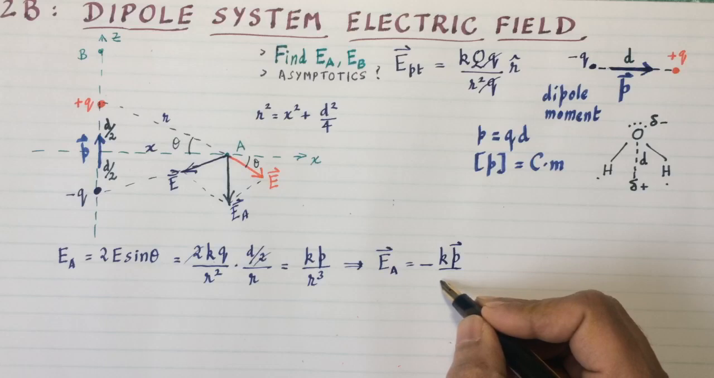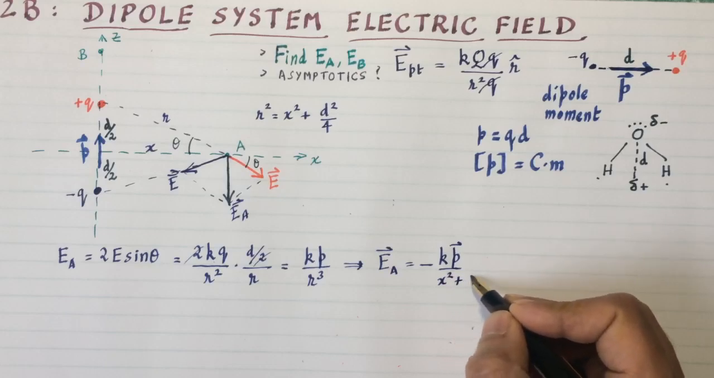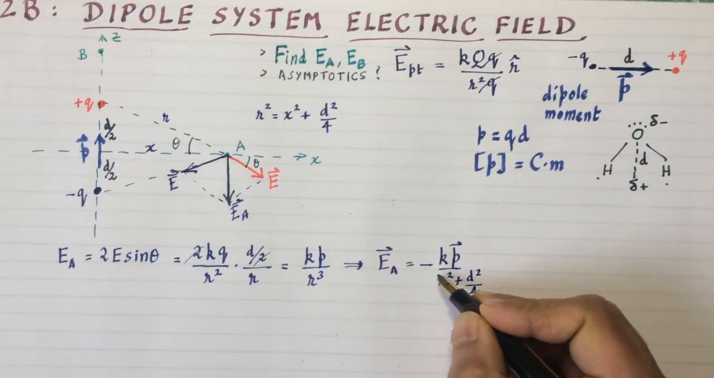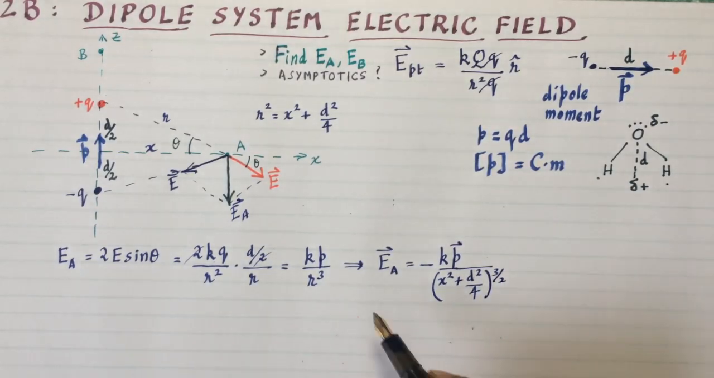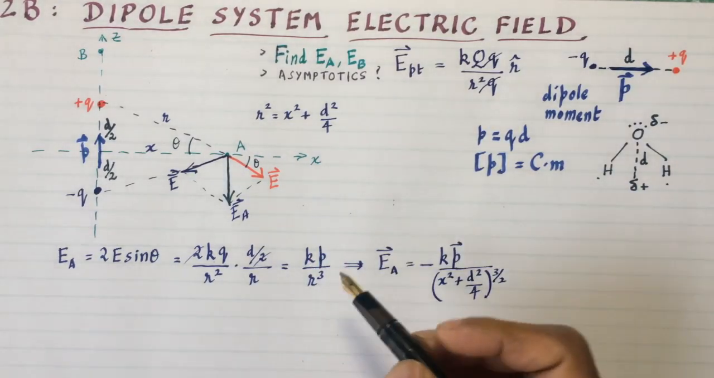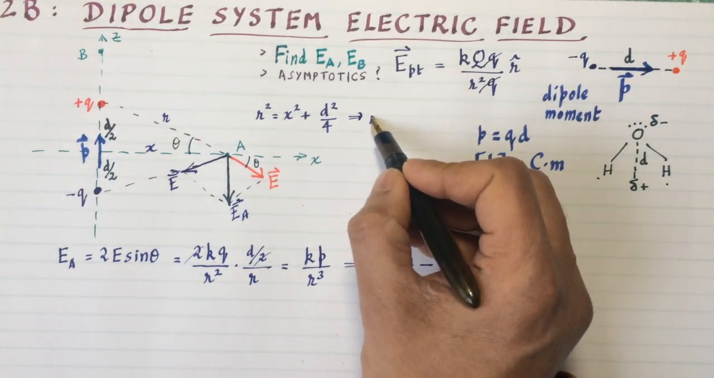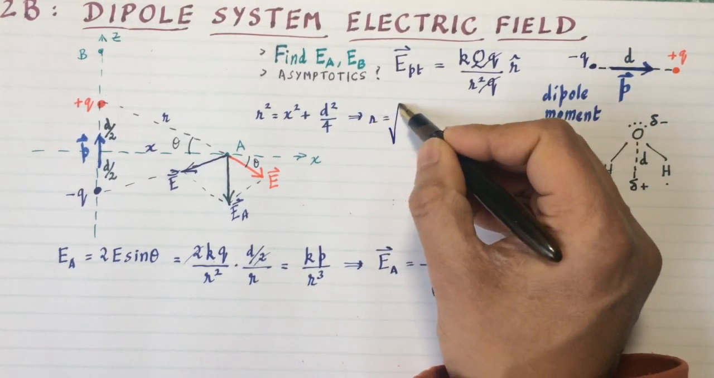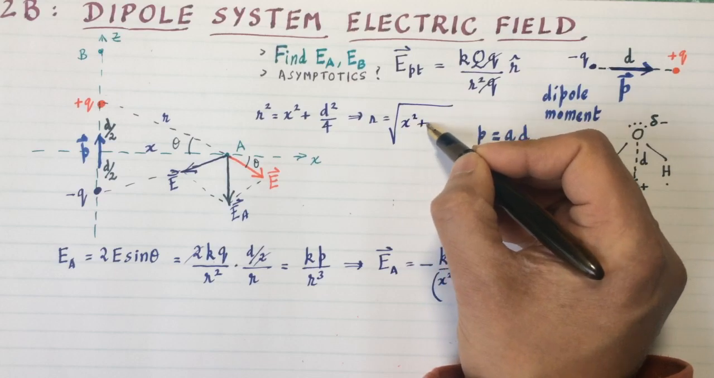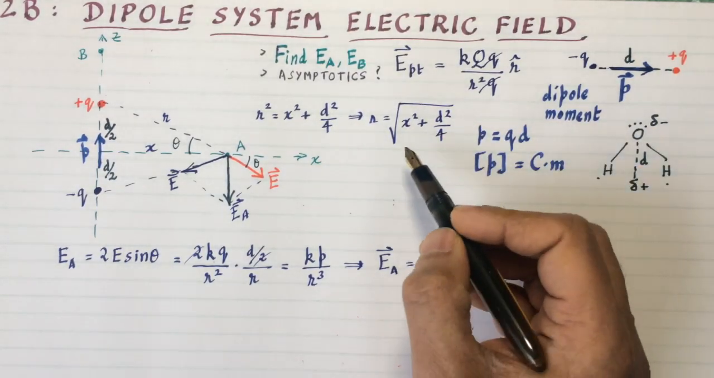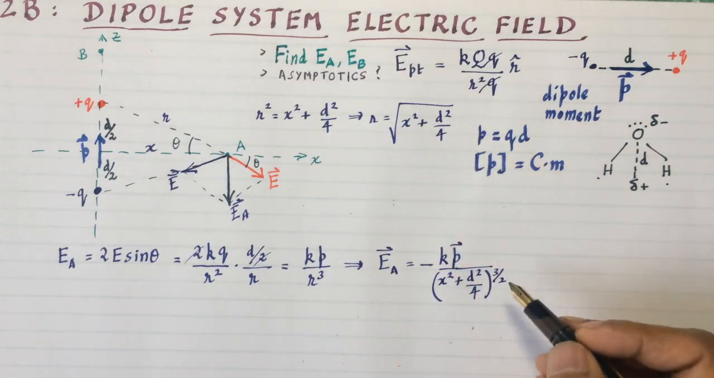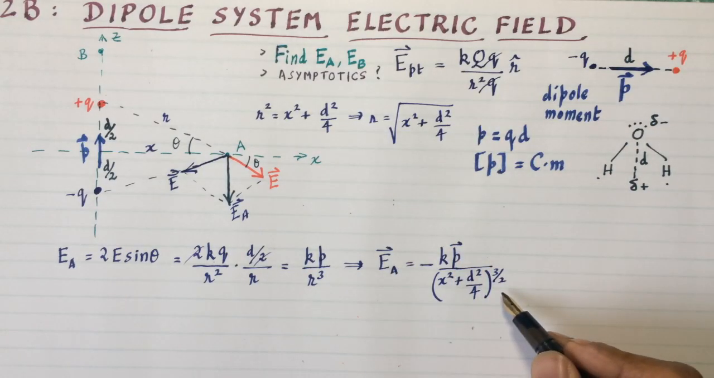r cubed, which is going to be x squared plus d squared over 4, to the power 3/2. Don't forget that r itself is the square root of all this. So when you take r, the square root is to the power 1/2. So if you take r cubed, you're going to get to the power 3/2.